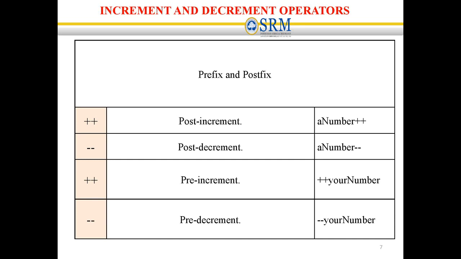So in the pre-increment, the value is first incremented and then used inside the expression. Whereas in the post-increment, the value is first used inside the expression and then incremented. Similarly, in the pre-decrement, the value is first decremented and then used inside the expression. Whereas in the post-decrement, the value is first used inside the expression and then decremented.